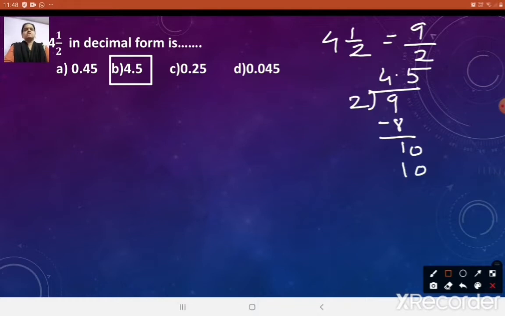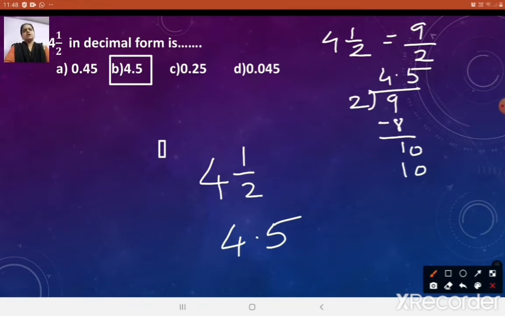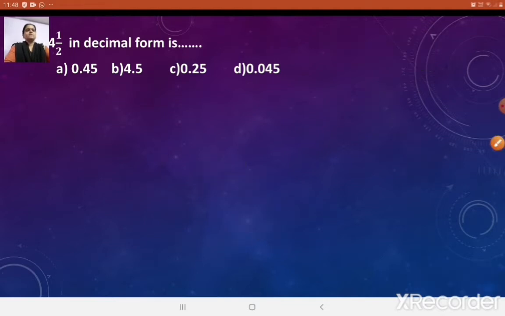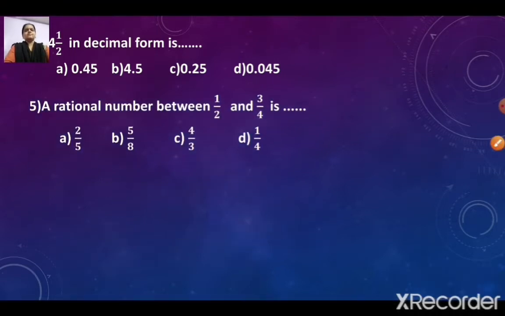See here, it is very simple. 4 whole 1 upon 2. What about 1 by 2? 1 by 2 is nothing but half. Half in decimal is what? 0.5. So it is nothing but 4.5. Orally also you can give the answer. Just think logically, you can get a hint and solve it very easily. Okay. See the next sum.